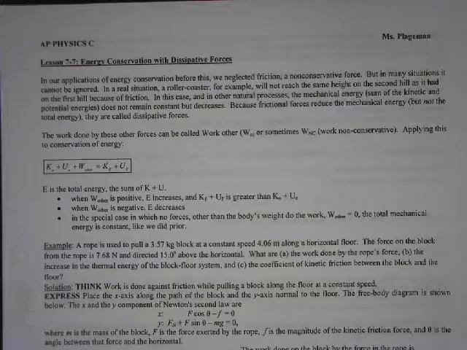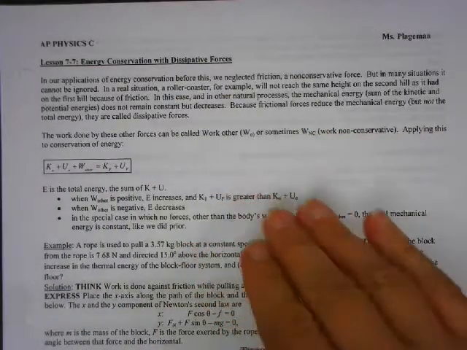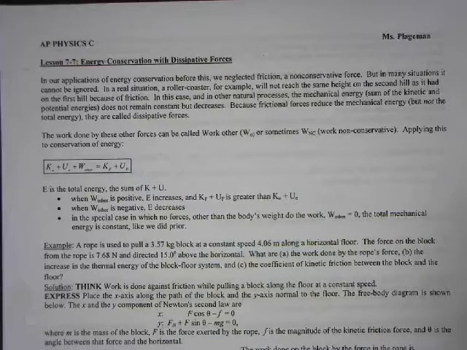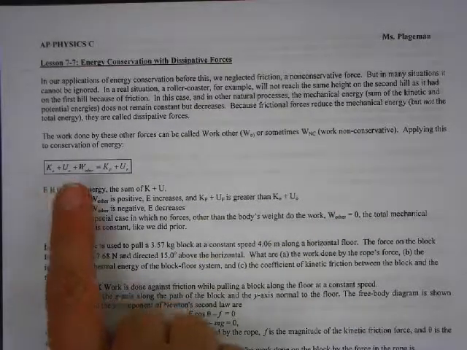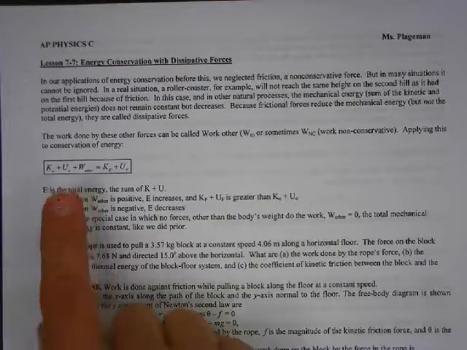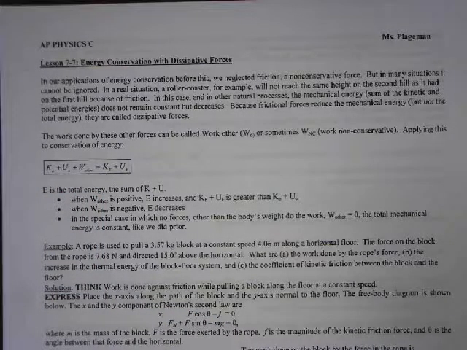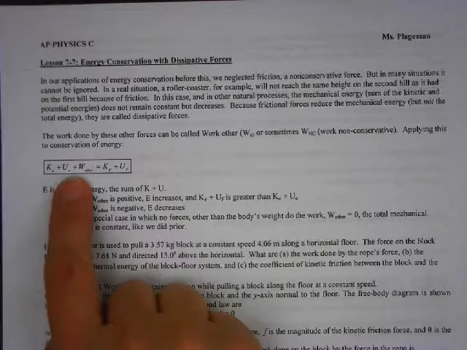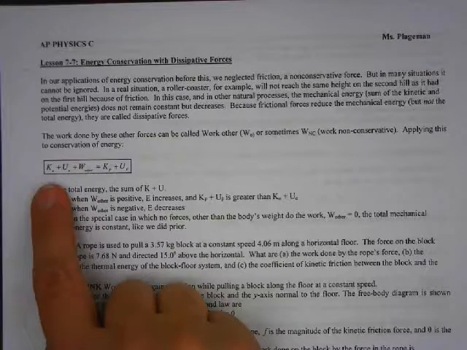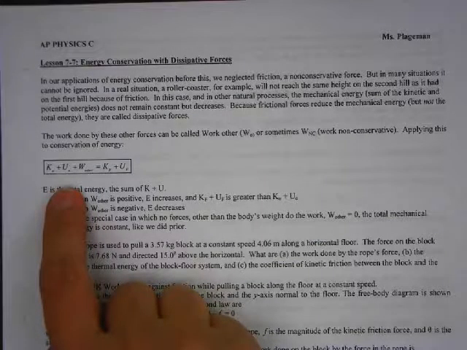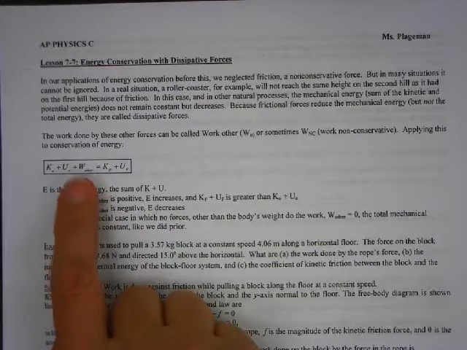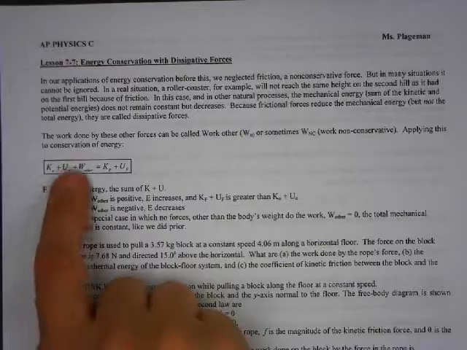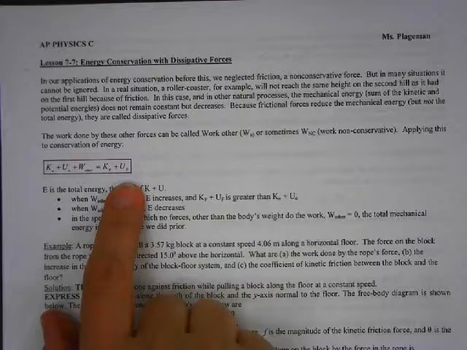In layman's terms, before we always said the total energy before is equal to the total energy after, and the total energy is the sum of the potential and the kinetic. When we did Hooke's law and elastic potential energy, it could be kinetic, 1/2 mv squared, gravitational potential energy, mgh, or the potential energy stored in a spring, 1/2 kx squared. But if there's friction, there's work done by friction.